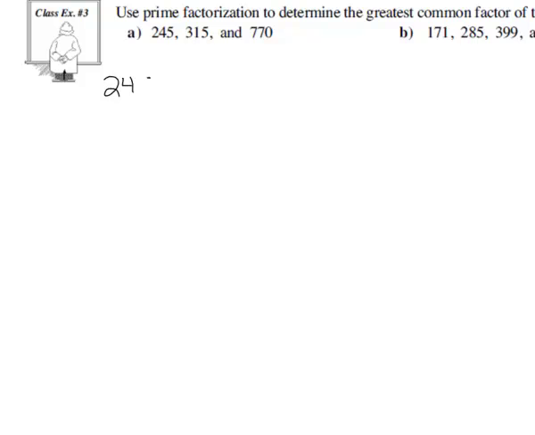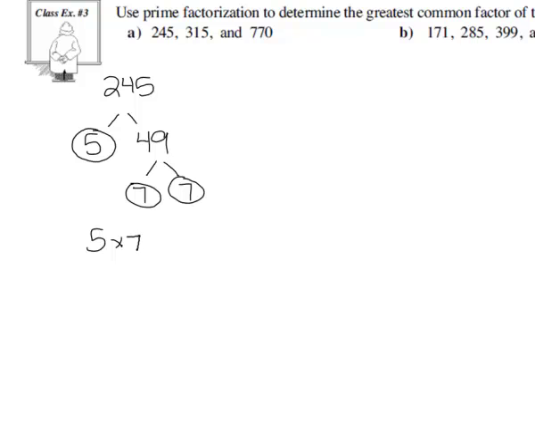I'll break down 245 first. The first factors I thought of were 5 and 49. If you use different factors, that's okay. Your final answer will be the same as mine. When you get to a prime number, circle it and continue to break down any other numbers. So for 245, I have 5 times 7 times 7.